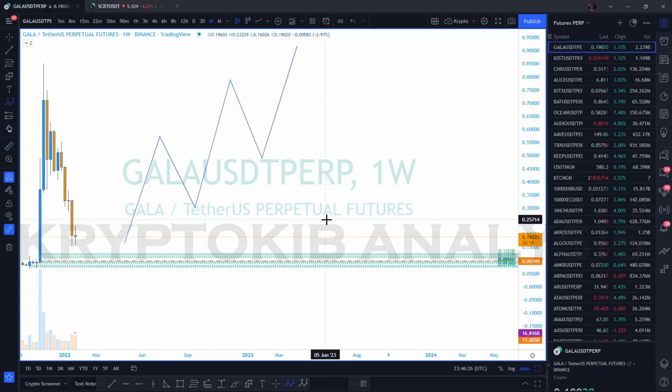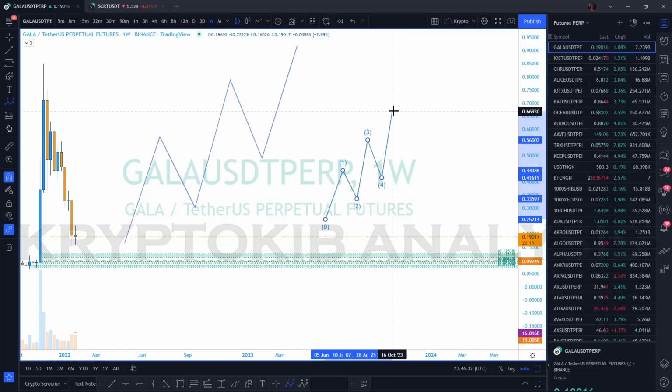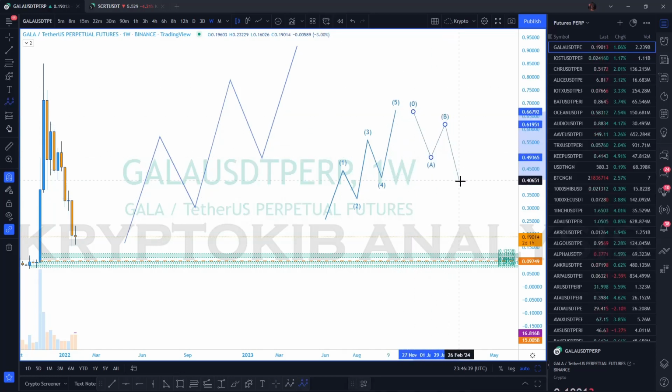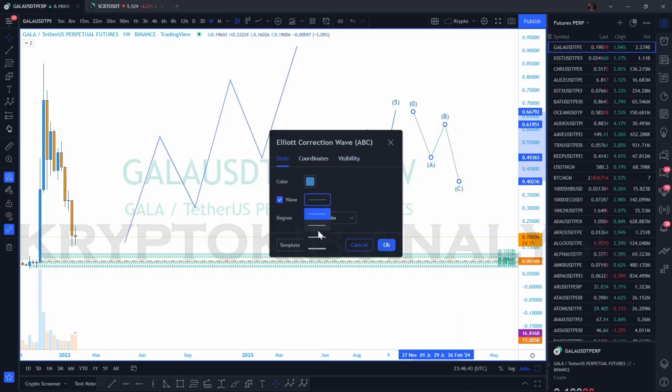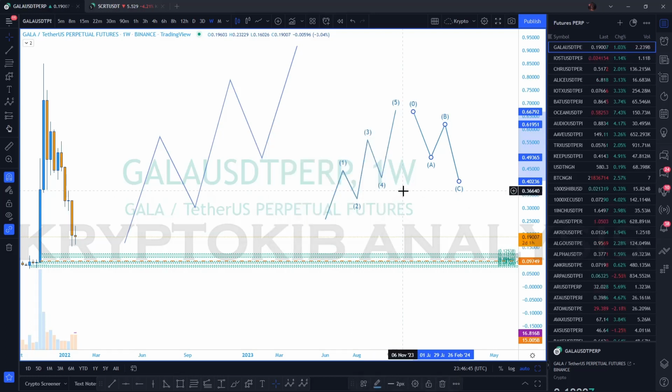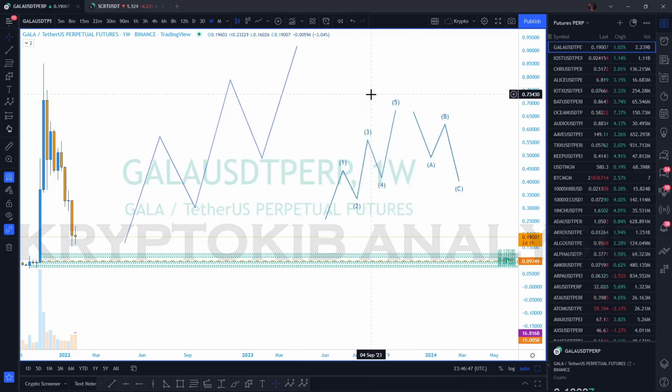So Elliott wave says you have 5 impulse waves, which is 1, 2, 3, 4, 5, right? And then you have 3 correction waves, which is A, B, and C. Let me make this a bit thicker. Good. So this is an impulse and this is a correction. So you have A, B, C, and 1, 2, 3.